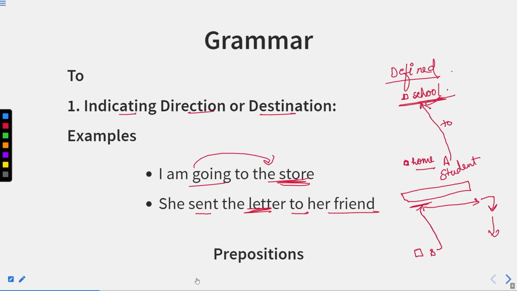For example, if I say she said to me, so of course she said something to me. It means the destination of her words is me, is I. Therefore, whatever she said should be read or received by me. Therefore, I am the destination for those particular words. Now let us move to the next one.